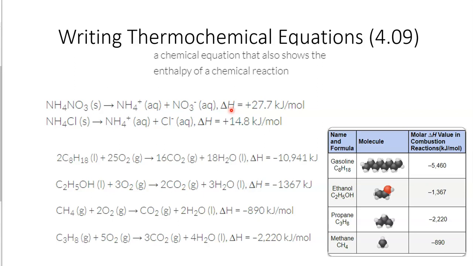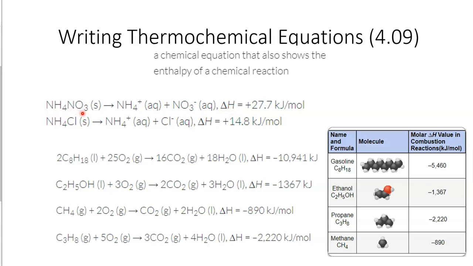And remember, if delta H is positive, that indicates the reaction was endothermic. Heat was added to the reaction to get the reaction to go. If delta H is negative, that means there was a loss of heat. In other words, heat was released from the system.